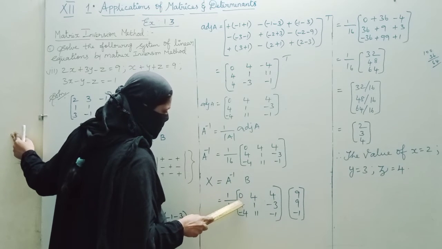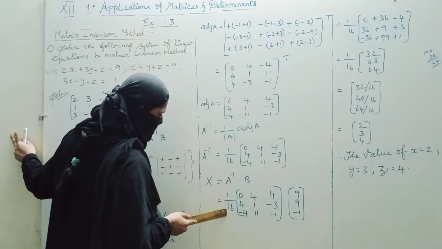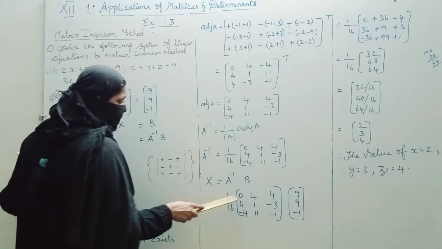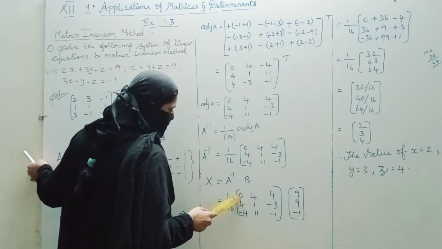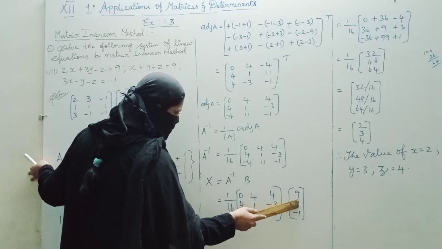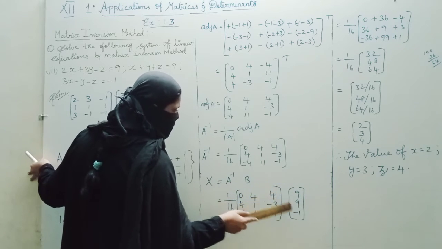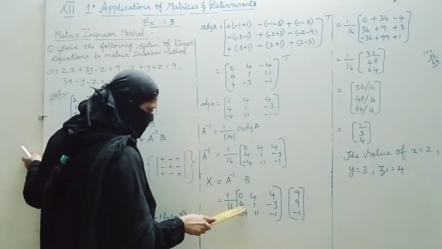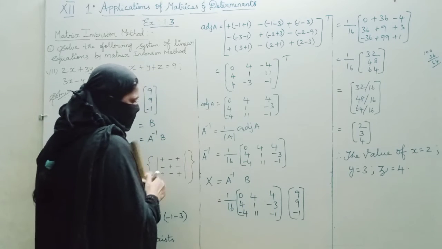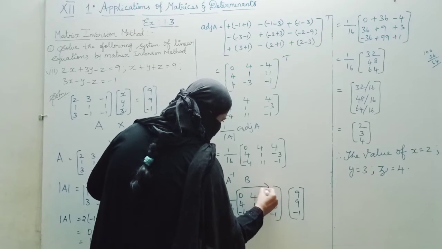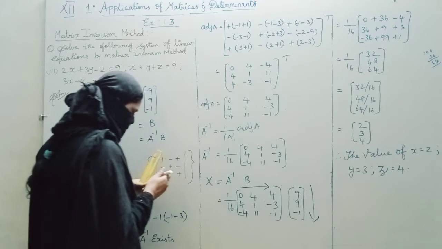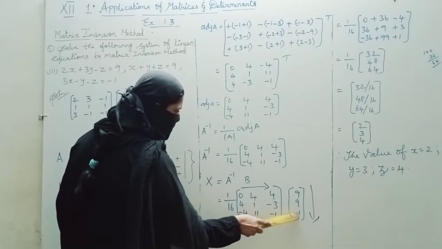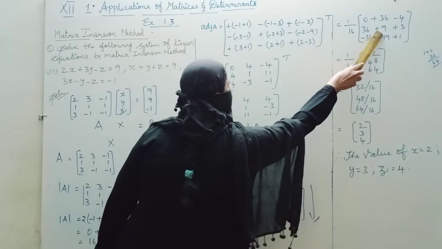Now we want to do the multiplication. This 1 by 16 as it is you can keep it outside itself. வெளியவே வெச்சிங்க இந்த 1 by 16. So first row first column, 0, 9 into 4 is 36, plus into minus is minus 4. So 0 36 minus 4. Next one. If you need you can put like this. This one row, this is column. So next one is 36 plus 9 plus 3.